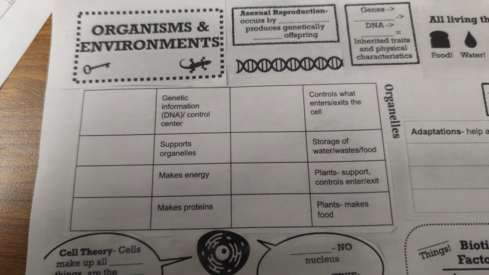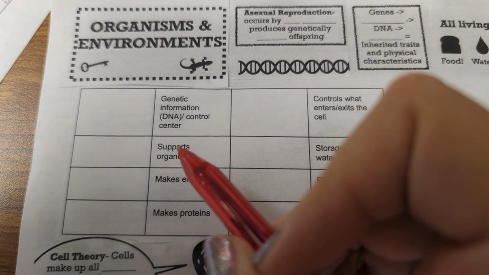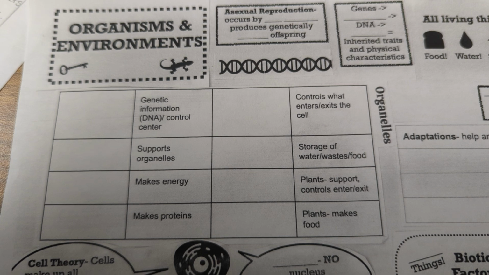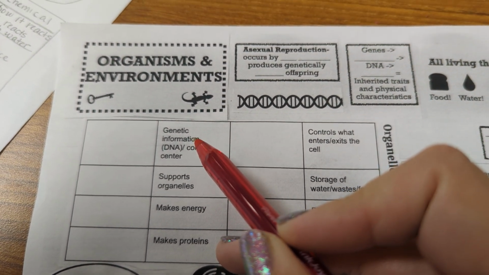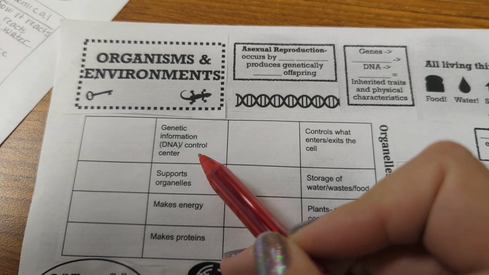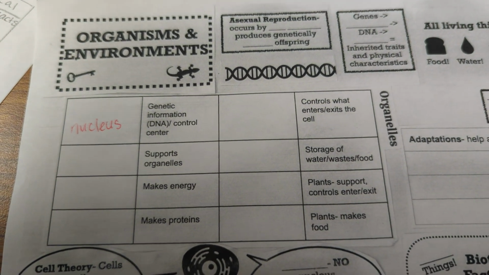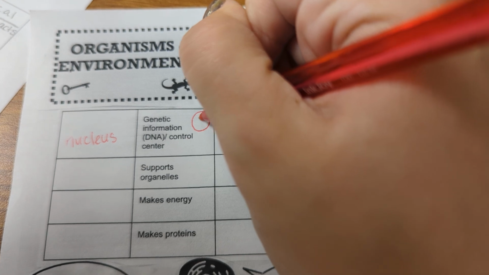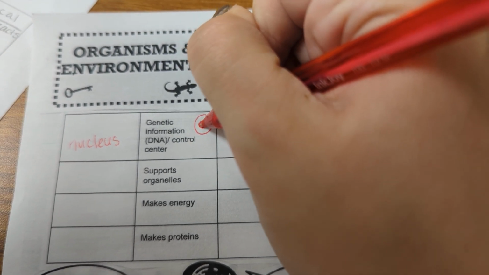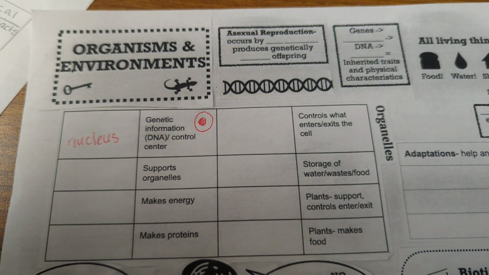All right, so here are our notes for today. We're going to start by looking at organelles. So first, the one that has genetic information and is the control center of the cell is the nucleus. Let me draw a little picture of the nucleus. It's usually a circle, usually with a darker shaded circle in the middle. The one that supports the organelles is the cytoplasm.